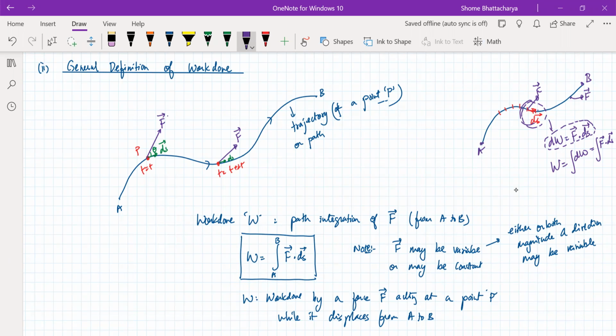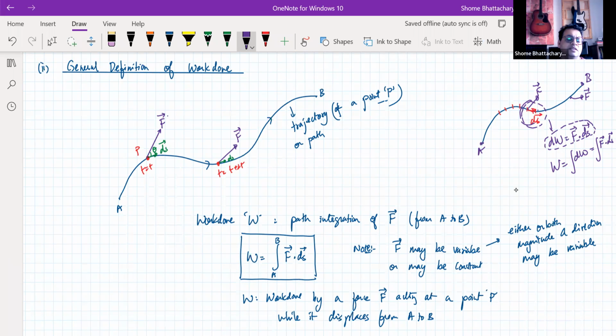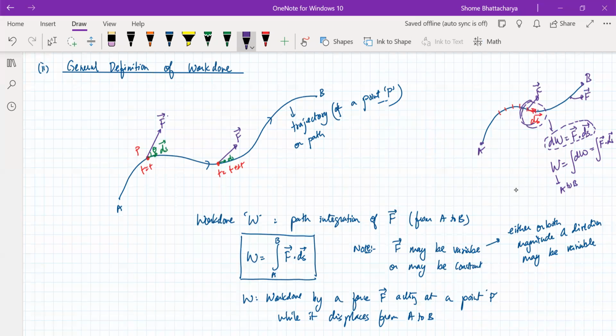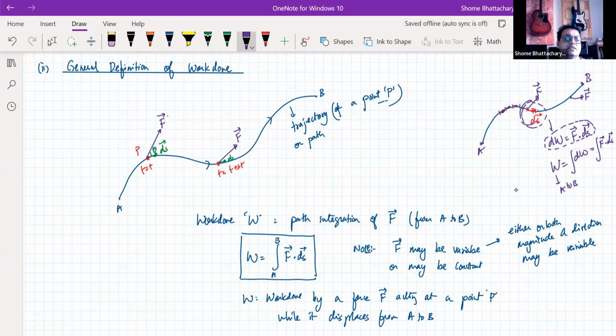Okay, so for that very small time dt in which the displacement is ds, for that small interval, the work done is this much. Now for the whole interval from A to B, what will be the work done? For that, we have to sum up the F dot ds for this displacement, then this displacement, like this, starting from A all the way to B. That summation only is the process of integration.